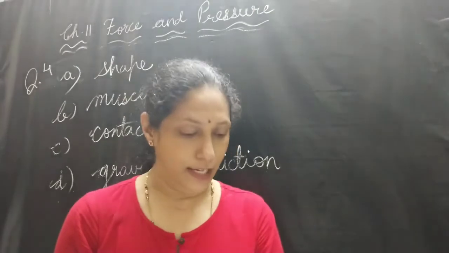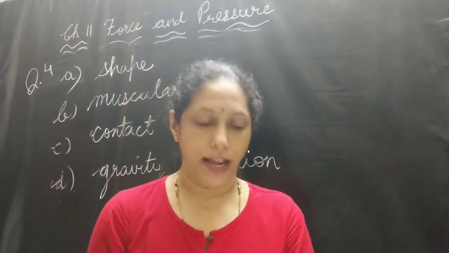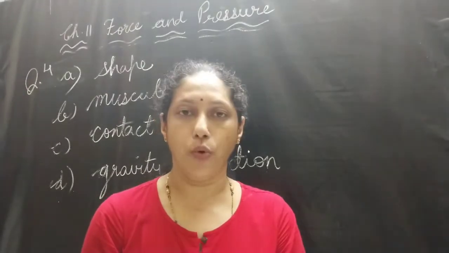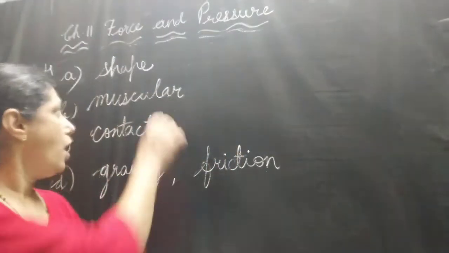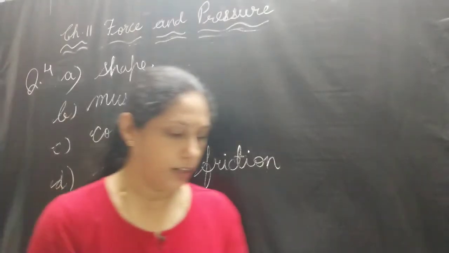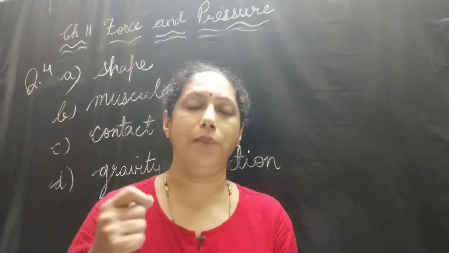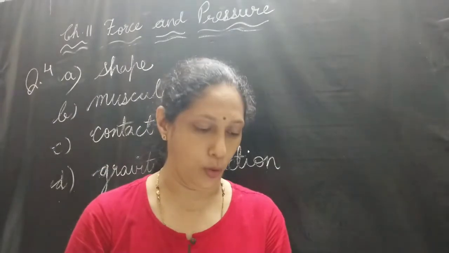The second statement is, the force applied by the archer to stretch the bow is an example of dash force. The answer is muscular force. Here the archer is applying the force to stretch the bow. Here the hand muscles are used to stretch the bow.